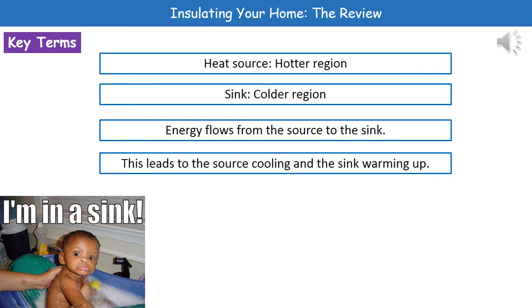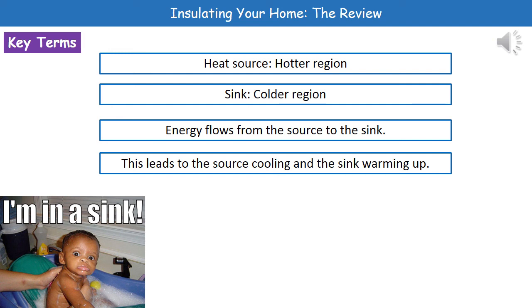So first one is the heat source, which is the hotter region, and the second one, the sink, is the colder region. To help you remember this, in the bottom corner there we've got a little picture of a baby sitting in a sink. If we think about the sink being a colder region, that kind of explains the really happy look on the baby's face there. Now, what we find is that energy is going to flow from the source to the sink.